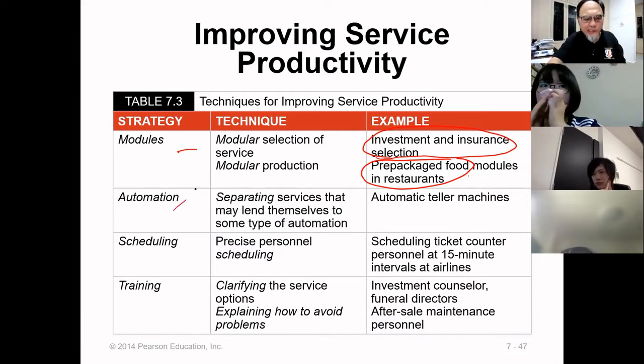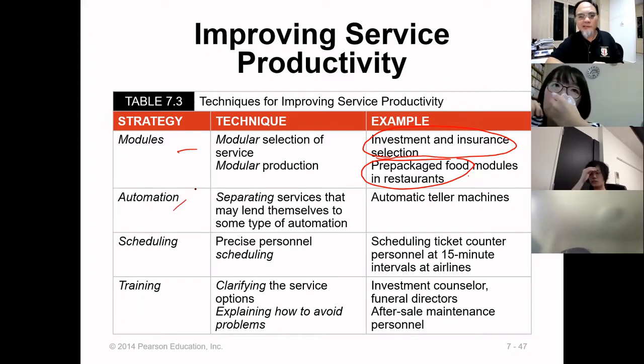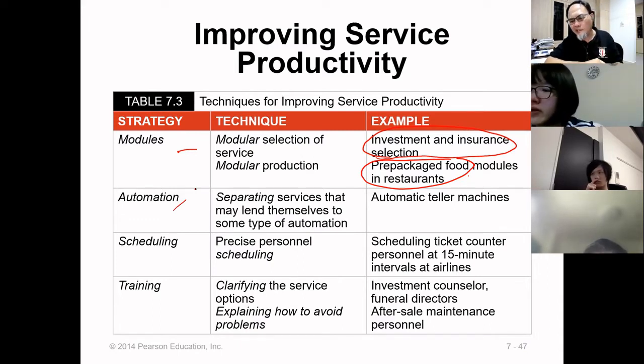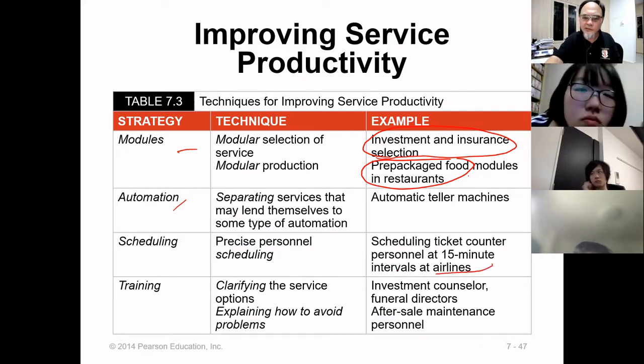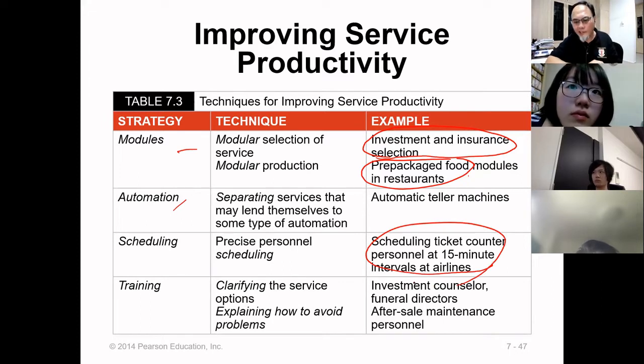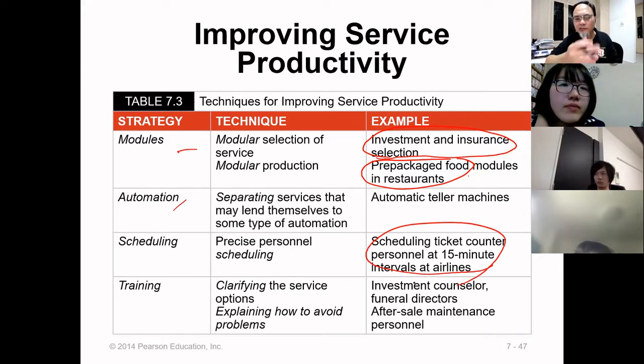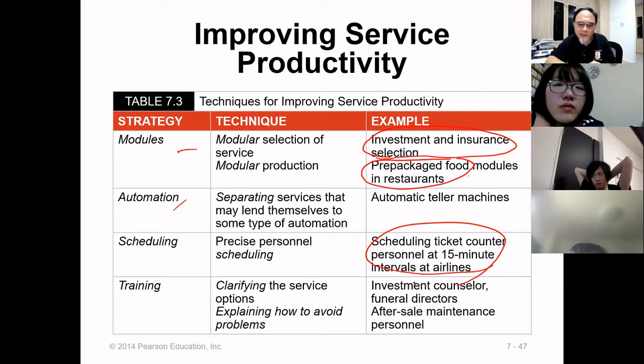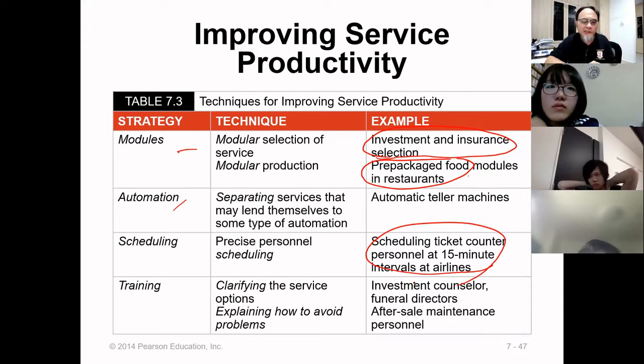Automation is another strategy. Automatic teller machines have been here a very long time already. And I recently saw a hotel in Japan with automated check-in and check-out. Scheduling, you can also do that: scheduling ticket counter personnel at 15-minute intervals at airlines. That means the people who take care of the ticket counters.